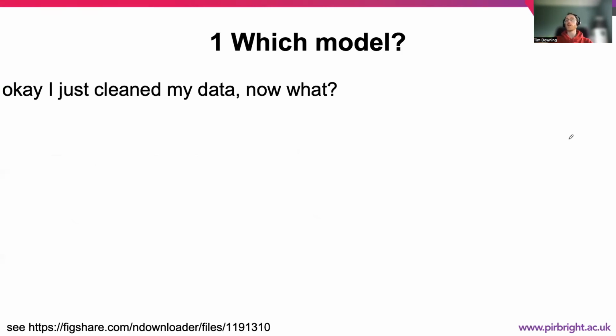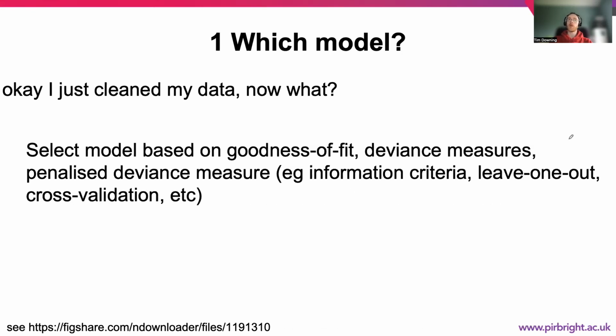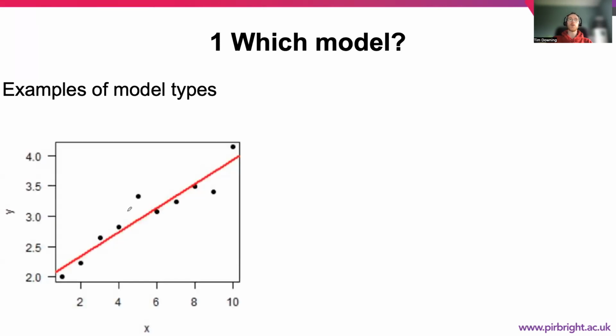So if you're in a position where you just cleaned your data, what's next? Well, linear modeling is a good place to start in essence. There are different model selection approaches based on things like goodness of fit, deviance measures, penalized deviance measures, information criteria, leave-one-out cross-validation, and so on. But a linear model is a decent place to start. There can be very advanced models that might be nested or multi-level or multimodal, but a starting point is always to think about a linear association between two variables.